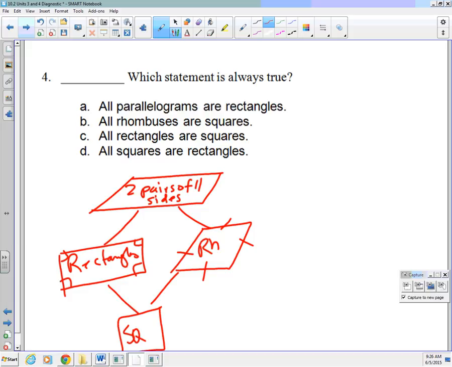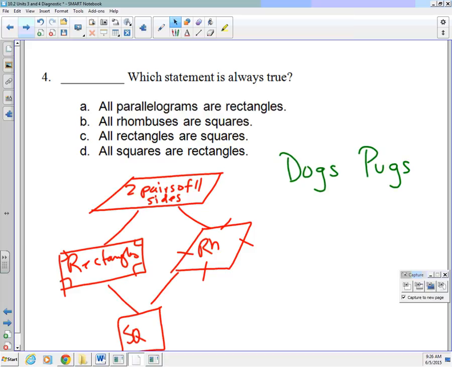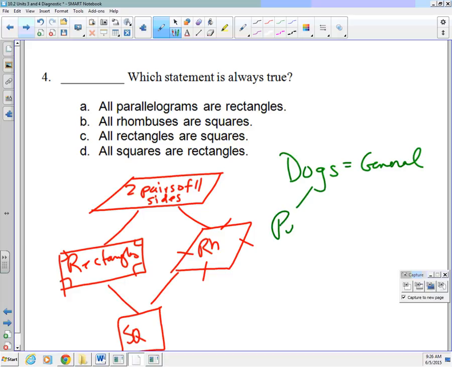So the question here is, what do we have? I like to use an analogy about dogs and pugs. Dogs are more general. Pugs are a breed of dog. They're a type of dog. How about a beagle? That's another type of dog. So what I want to see here is if we can make some analogies.